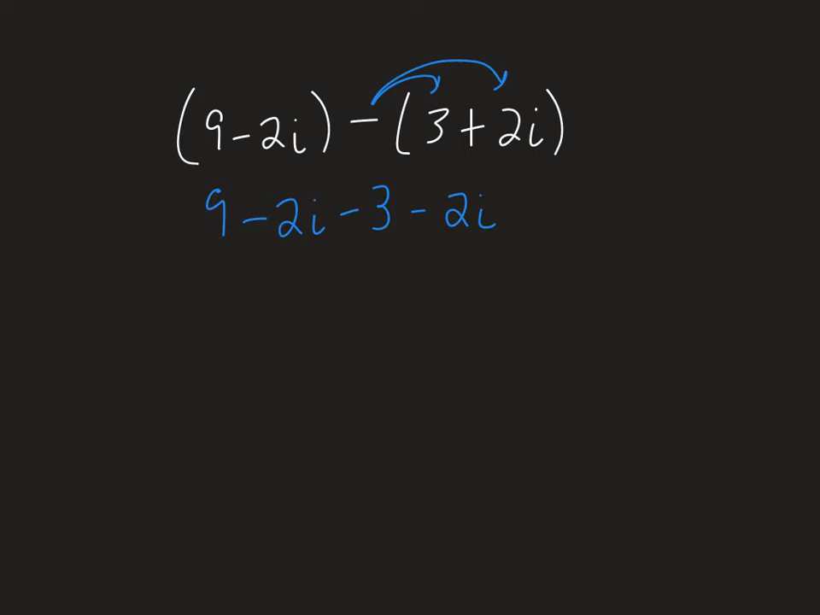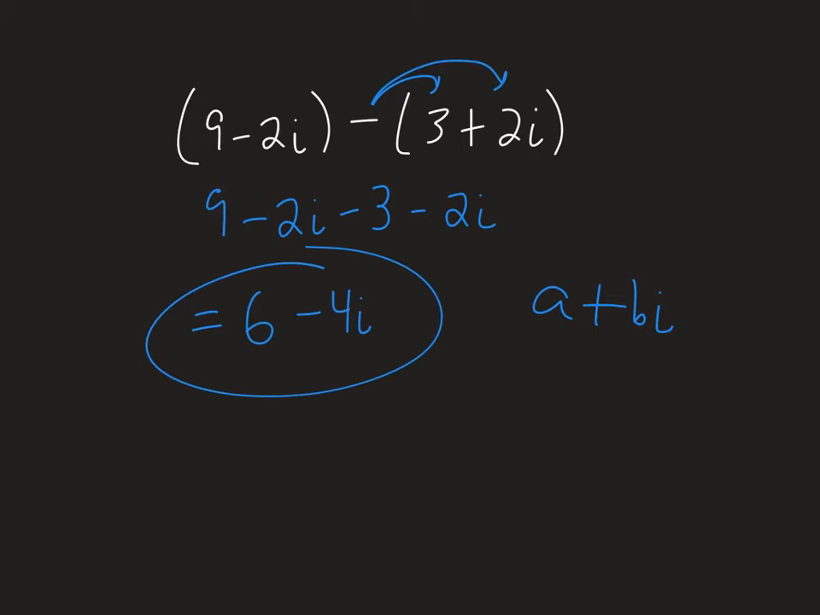The real parts, 9 minus 3, would be 6, and then negative 2i minus 2 more i would be minus 4i. Okay, and that's going to be your final answer. And again, just as a recap, a complex number is just something that looks like a plus bi, where a and b are just real numbers. So we see that our answer is in that form, and we just pretty much combine like terms.